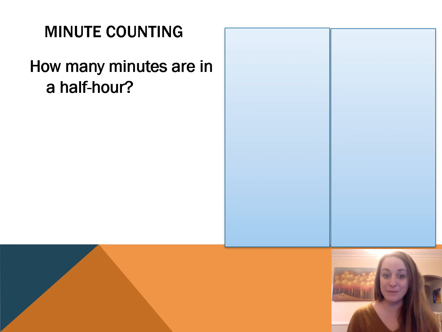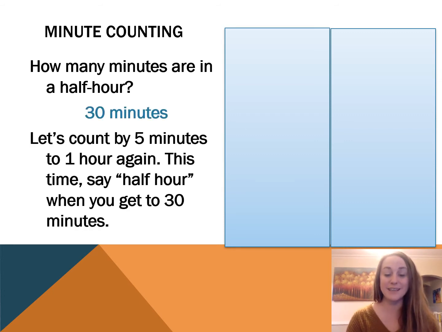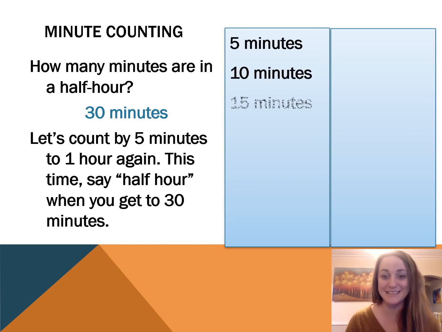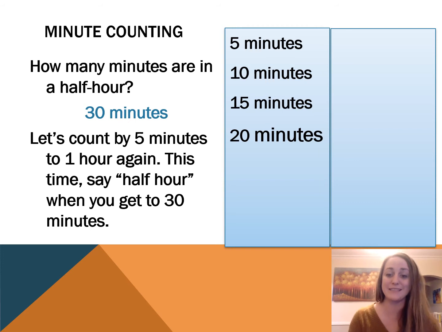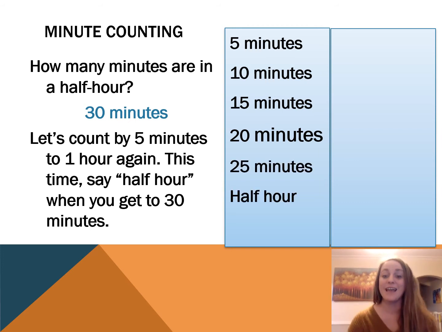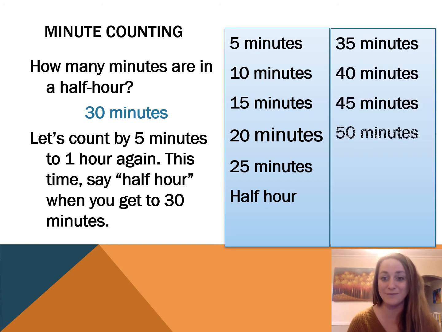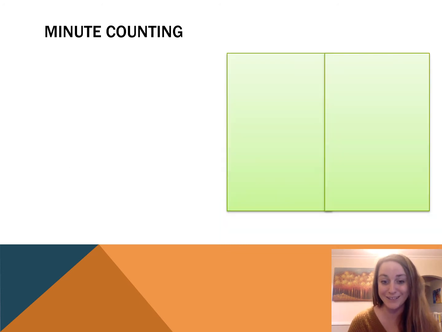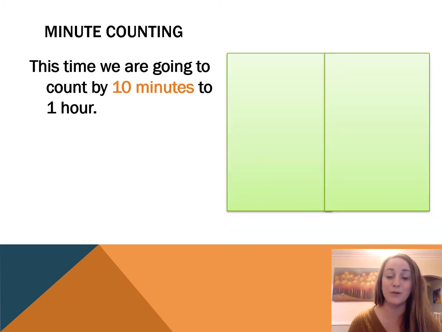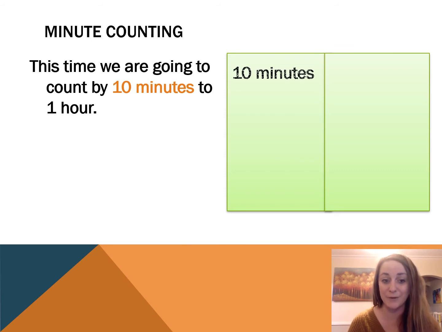Now, how many minutes are in a half hour? 30 minutes. Let's count by 5 minutes to 1 hour again. This time, say half hour when you get to 30 minutes. 5 minutes, 10 minutes, 15 minutes, 20 minutes, 25 minutes, half hour, 35 minutes, 40 minutes, 45 minutes, 50 minutes, 55 minutes, 1 hour. This time we are going to count by 10 minutes to 1 hour.